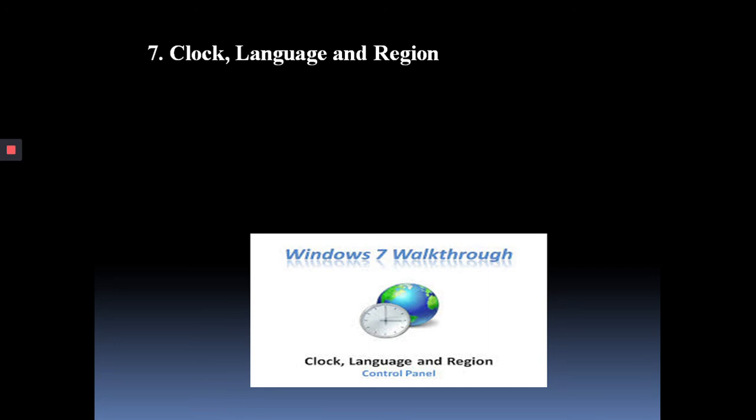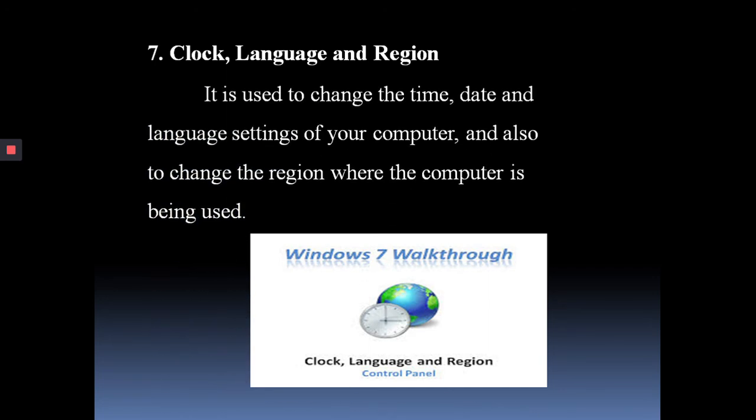The seventh one is clock, language, and region. It is used to change the time, date, and language settings of your computer. Okay, this clock, language, and region category is used to change the time, date, and language settings of your computer. Also to change the region where the computer is being used.